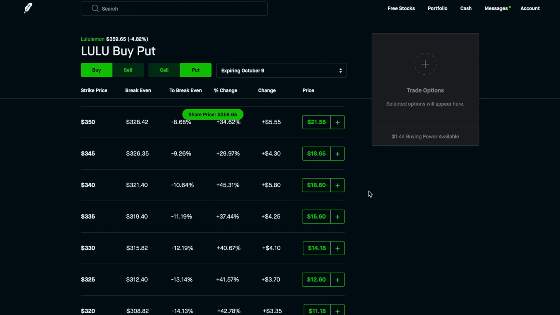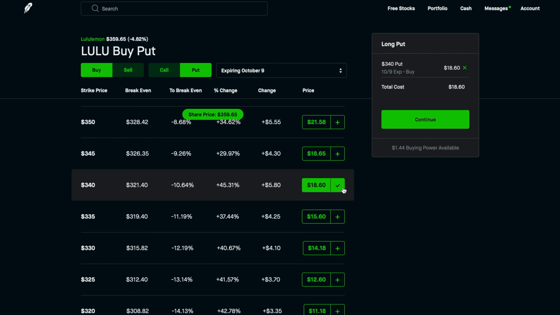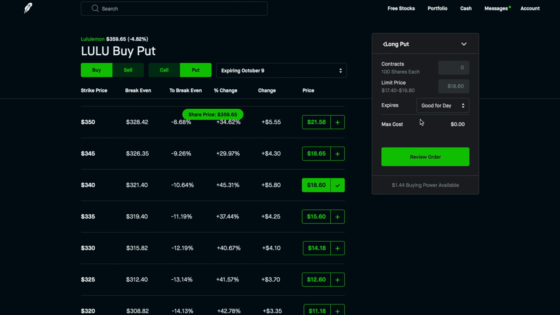It says it's $18.60. Now, each contract that you open already has 100 shares, right? So you have to multiply this number by 100. Ultimately, this will cost you, if you just buy one, $1,800, because you're buying 100 of them at $18.60 each, right? All right, true.